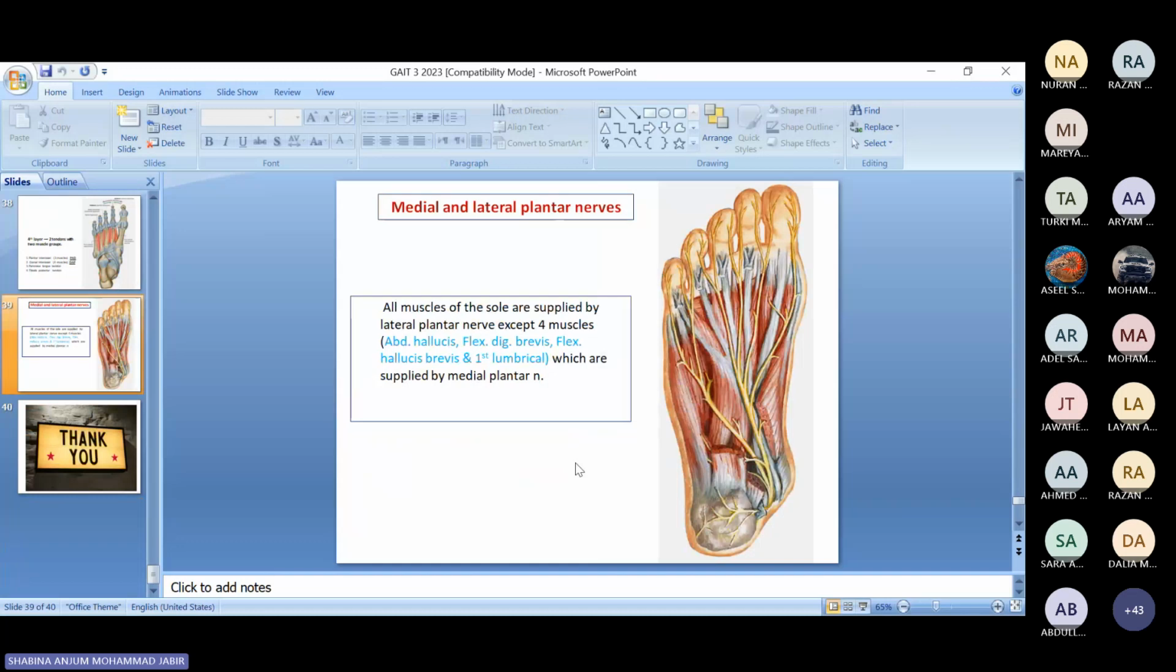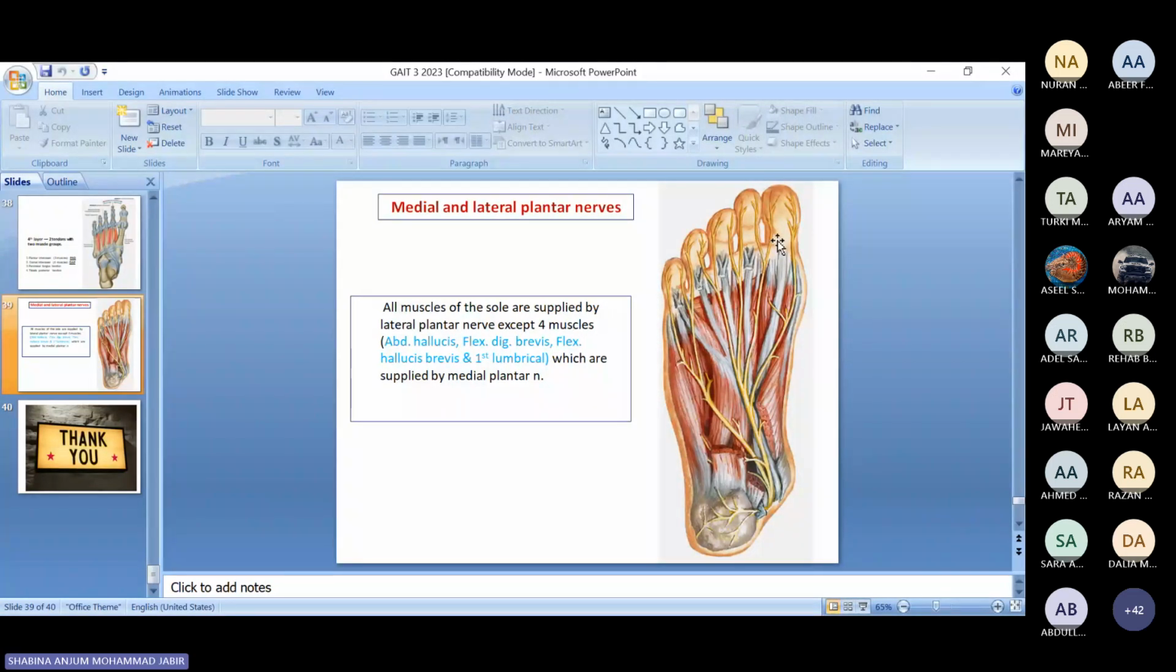What about their nerve supply? All the muscles are supplied by the lateral plantar nerve, except only 4 muscles which are supplied by the medial plantar nerve. Which muscles will be medial? The muscles related to the great toe, like abductor hallucis, flexor hallucis brevis, flexor digitorum brevis, and the first lumbrical. All the muscles present towards the medial side are supplied by the medial plantar nerve.